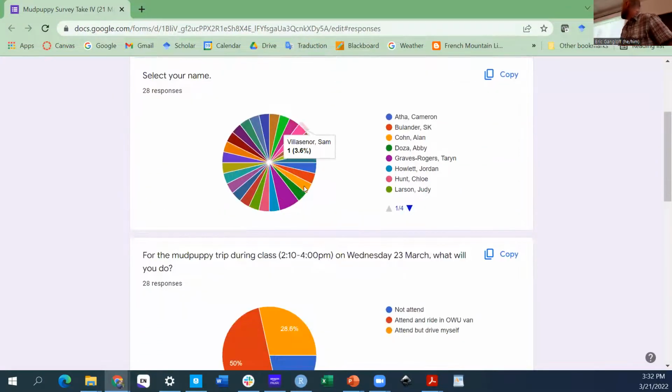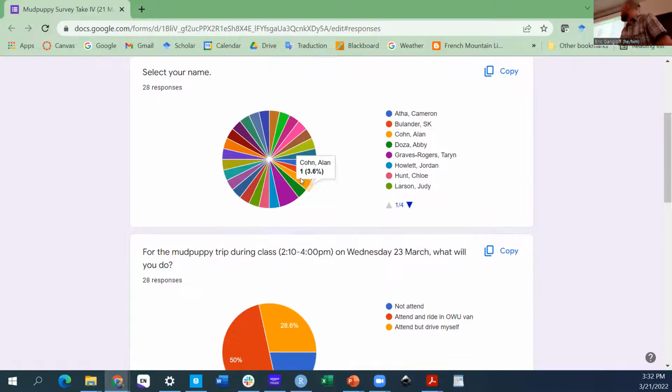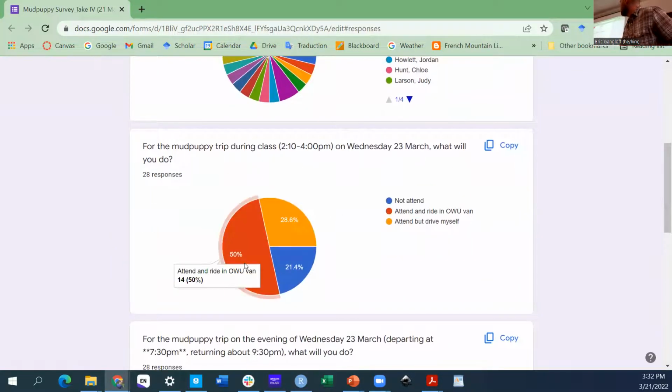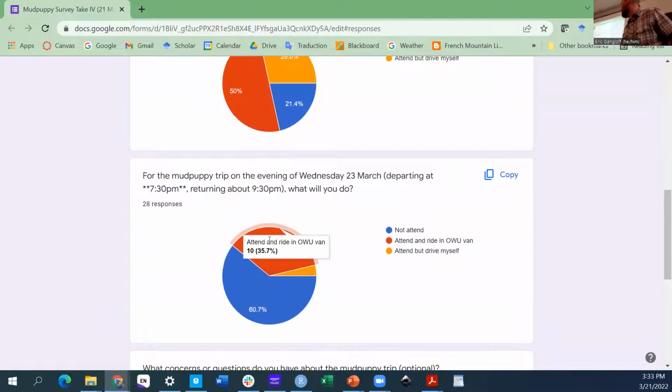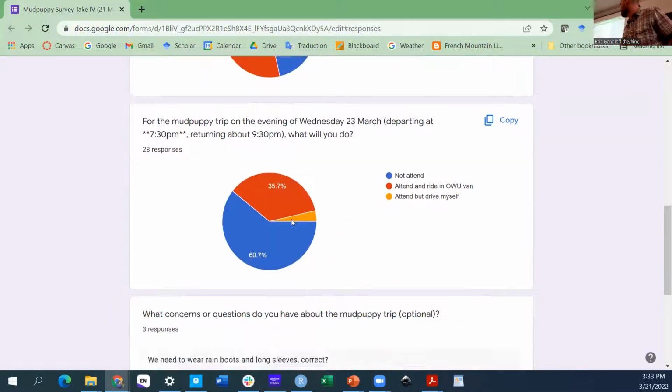Chase has graciously agreed to drive the van during the day, and Judy's going to drive one in the evening. Right now, it looks like we've got 14 people going during the day on Wednesday, so we're great. That's 2 vans, no problem. With a few of you going to drive yourselves, that's fine too. And then I've got 10 people in the van in the evening, so we're good.